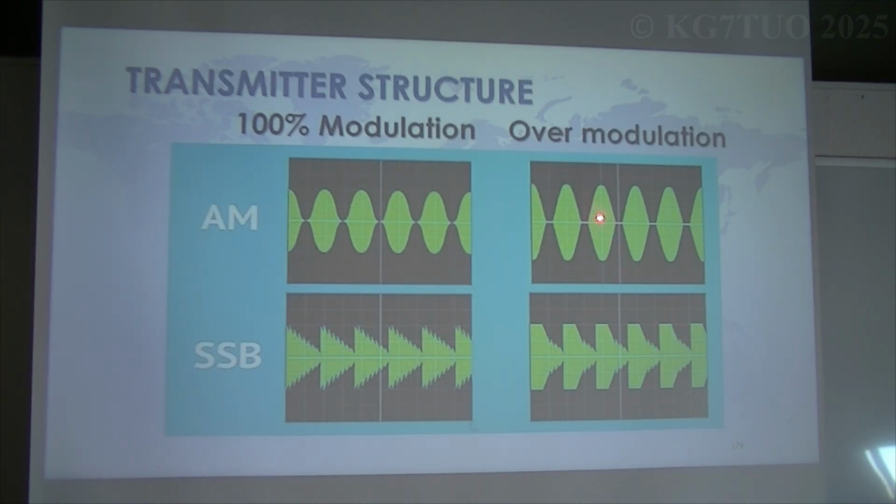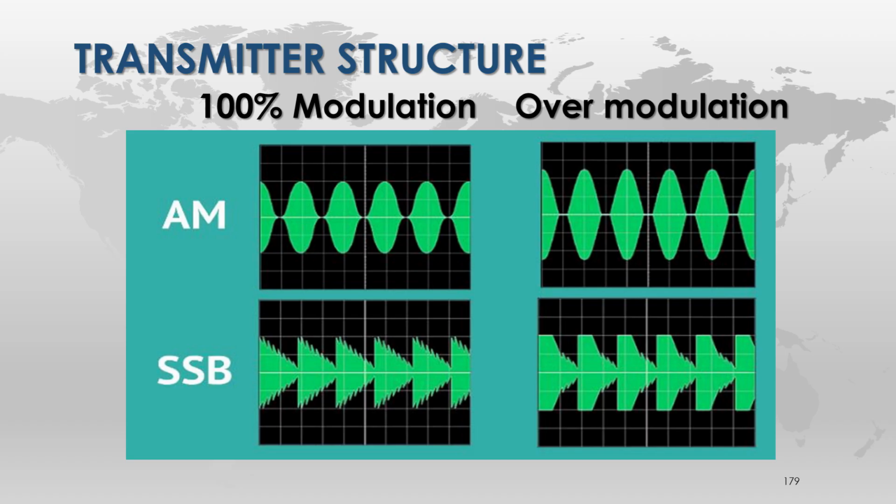Same thing is happening here. See the nice clean valley there versus that spot right there where it's flat. And the reason why these pictures are important is because some radios will actually show you that on your display.